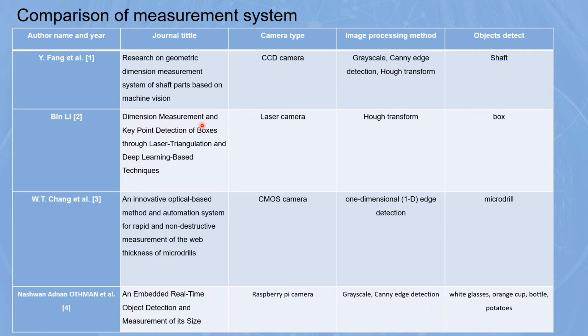Next, dimension measurements and key point detection of boxes through laser triangulation and deep learning based techniques. Camera type: laser camera. Hough transform, box. An innovative optical based method and automation system for rapid and non-destruction measurements of the wall thickness of microfluidic (CMOS) cameras. One-dimensional edge detection. And embedded real-time object detection and measurements of its size (Raspberry Pi camera). Grayscale, canny edge detection. The objects detected are white glasses, orange cup, bottles, and potatoes.